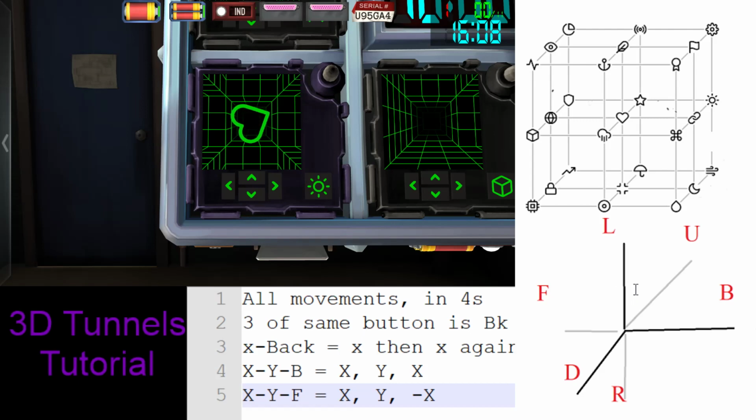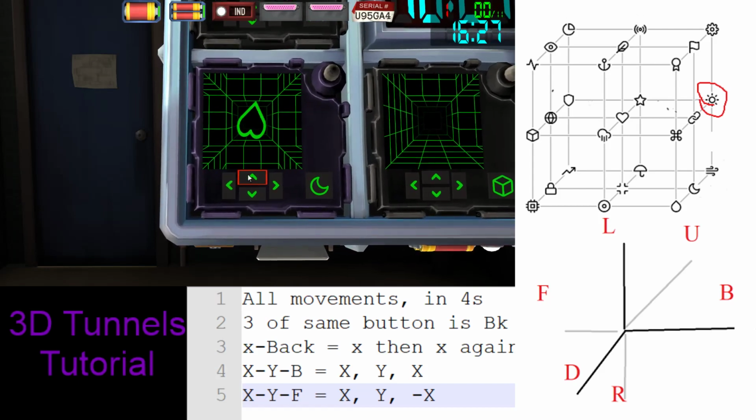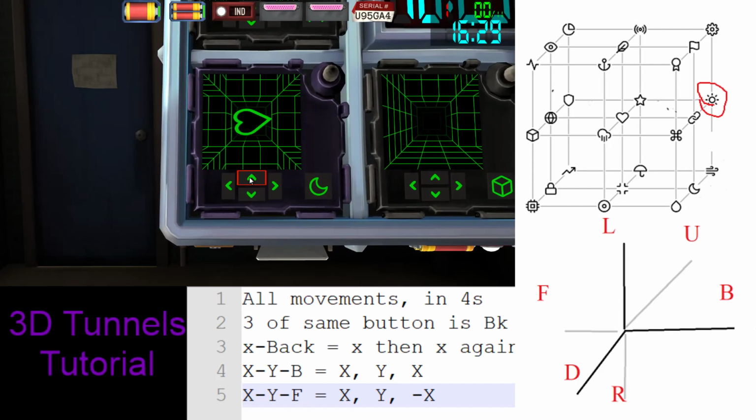For this first one, I need sun. Sun is here. That's up and back. Up, back. We do the same movement twice. Up, up. There's my sun. Always return to your initial position, so that's 2 more ups.